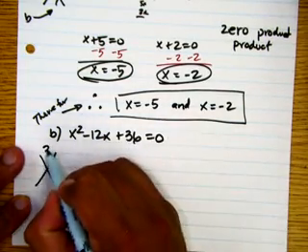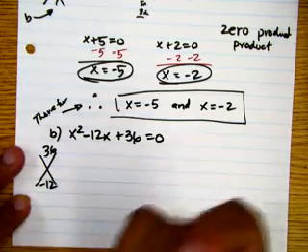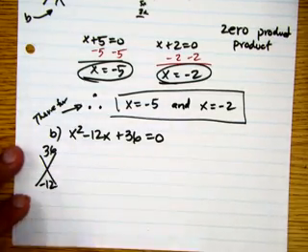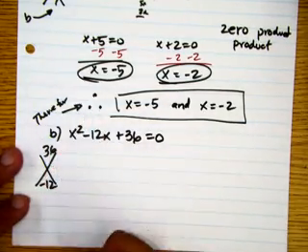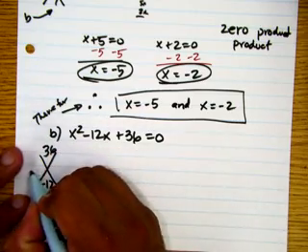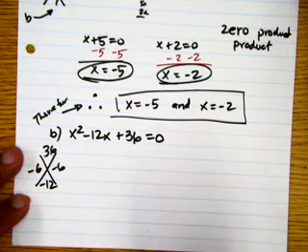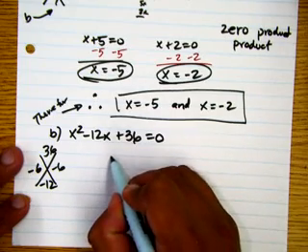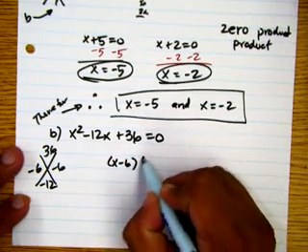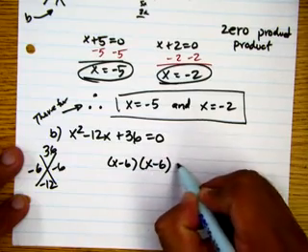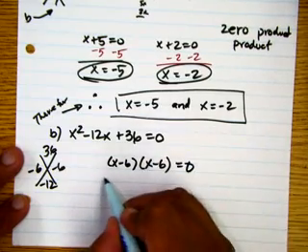The top number is 36, and the bottom number is negative 12. Now we have a negative there. What two numbers when we multiply give us positive 36, and when we add give us negative 12? Well, that will be negative 6 and negative 6. So our factoring will be x minus 6 times x minus 6 is equal to 0.